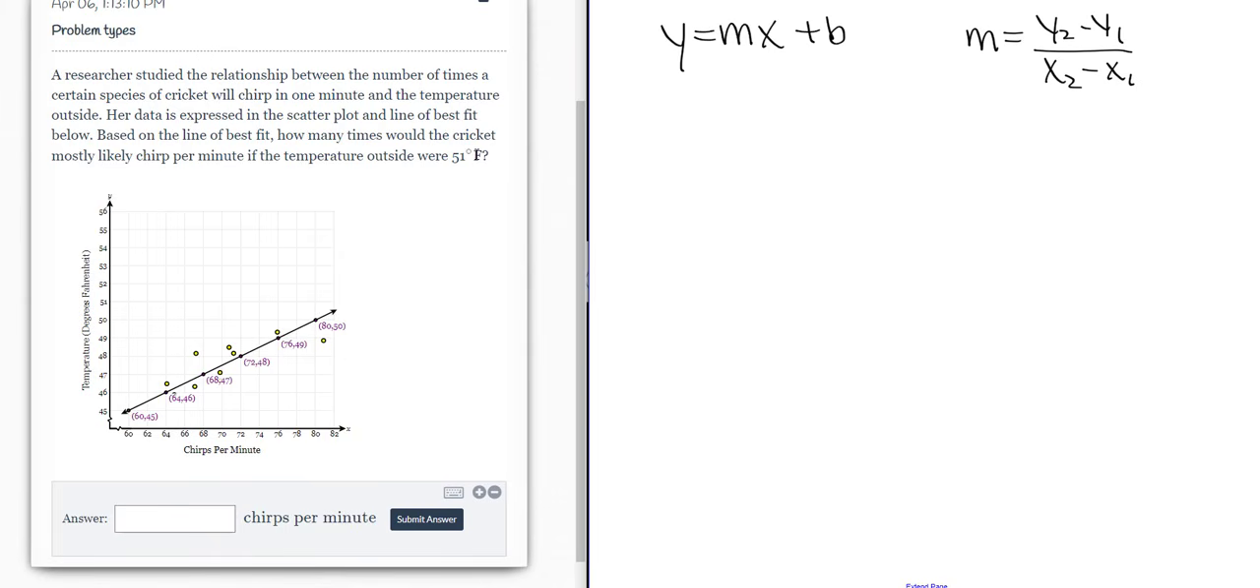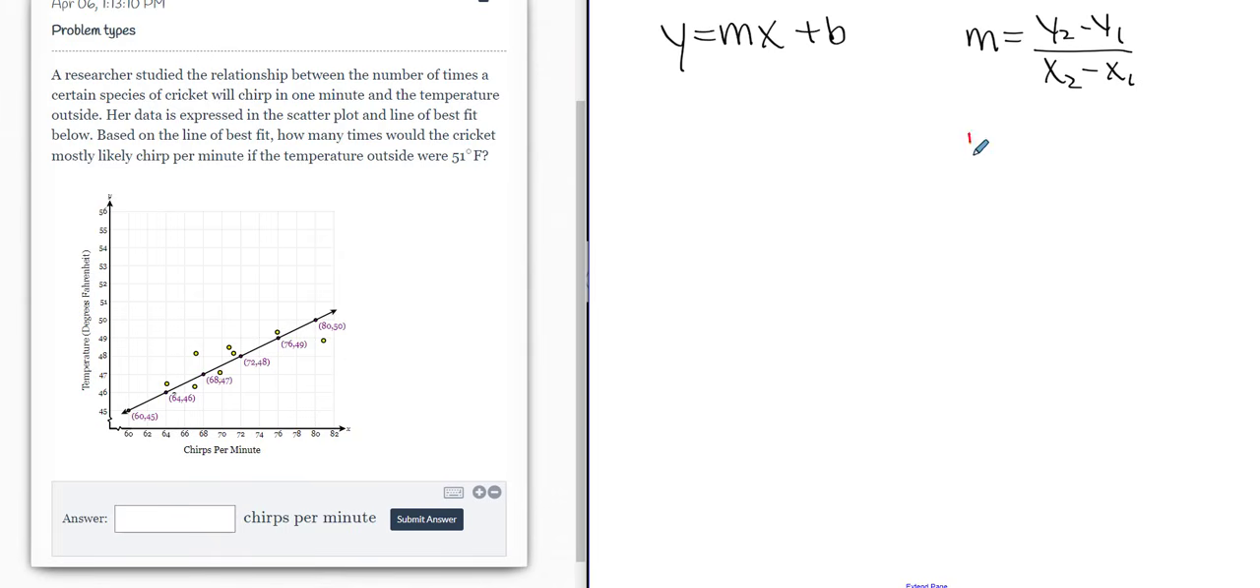The last problem, they told us exactly how many times it chirped. We had to figure out the temperature. Now in this case, they're going to give us the temperature and say, well, how many times did they chirp? So as always, we got our formula for slope and our equation y equals mx plus b. We're going to start out with slope. And I'm going to choose these two first points. You can choose any 2 points that are actually on the line of best fit.